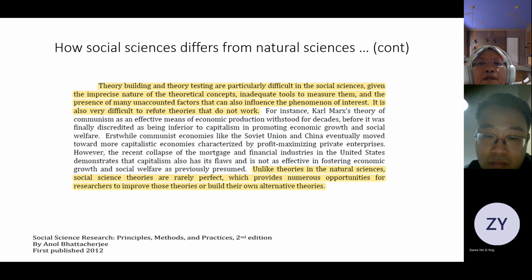So in social science, theory building and theory testing are particularly difficult, given the imprecise nature of the theoretical concepts, the inadequate tools to measure, and the presence of many unaccounted factors that can also influence the phenomenon of interest. It's also very difficult to refute theories that do not work. Unlike theories in natural sciences, social sciences theories are rarely perfect, which provides numerous opportunities for researchers to improve those theories or build their own alternative theories.